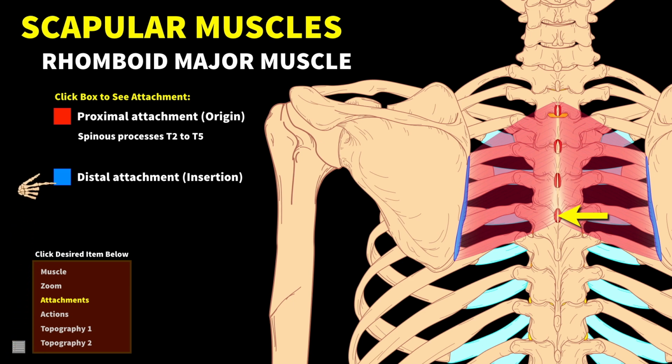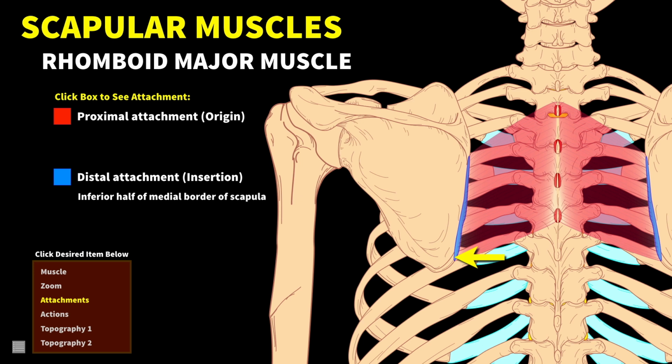How did you do? Now that you have visualized the attachments and you see how the fibers are oriented between these bony landmarks, imagine the fibers shortening and pulling the mobile scapula toward the vertebral column. Describe the actions that you visualize as a result of the muscle contraction. Let's check and see how you did.